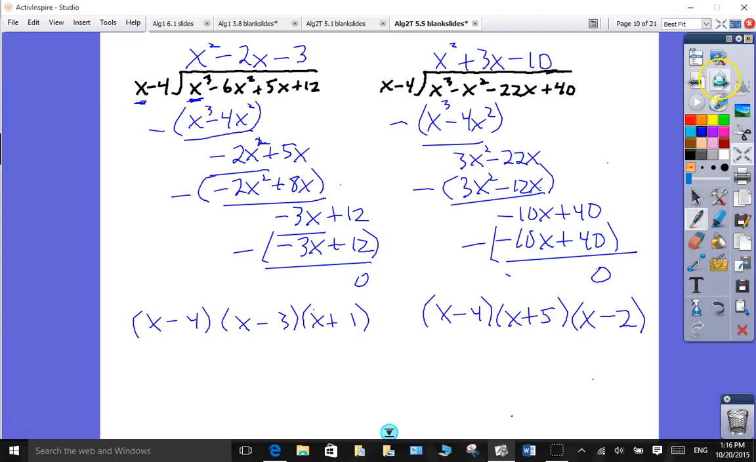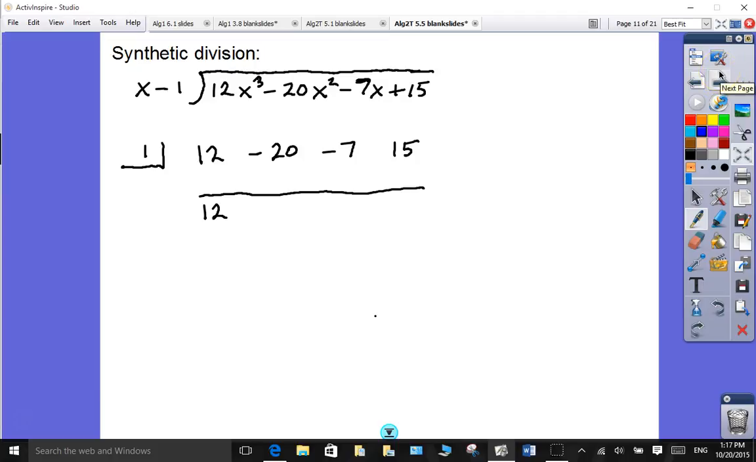Okay, let's see. Now, synthetic division. This is the same problem we started with, but we're going to use a different method, which is called synthetic division. If you look at the original problem up here, and then at what I have set up to do synthetic division with, you should be able to see where I got the numbers that I put in there. And where did I get these numbers right here? What are those called? The coefficients, right?